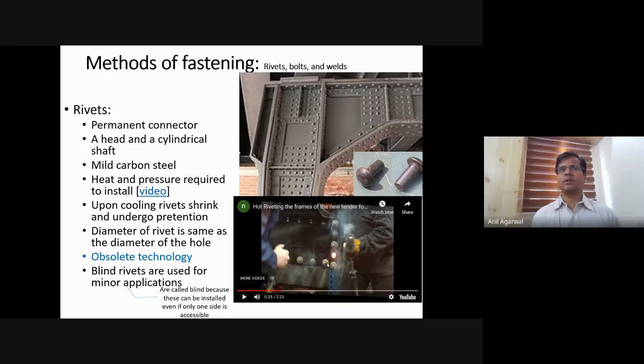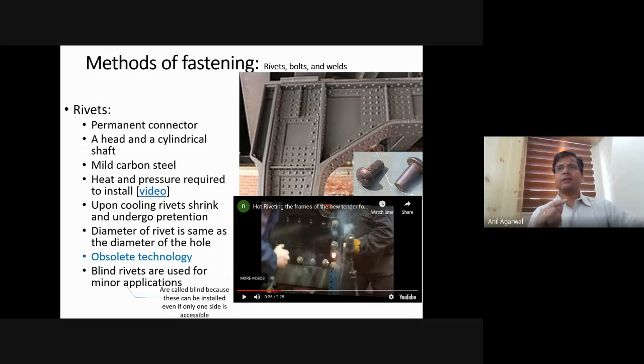So blind rivets are the rivets which can be installed from one side. So you cannot access the other side. See, if you notice here, you need a person on the other side also. Same thing is the limitation of a bolt. When you're installing a bolt, somebody has to be there on the other side also. With welds, that is an advantage, that many times you don't need another person on the other side. You can just weld from one side. So that is one advantage with weld, but both rivets and bolts have this disadvantage that people are required on both sides of the connection. And sometimes that may be very difficult.